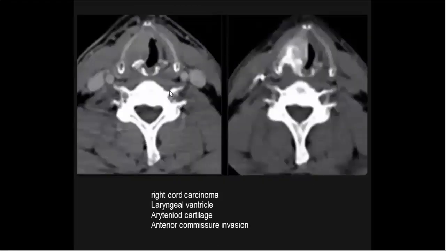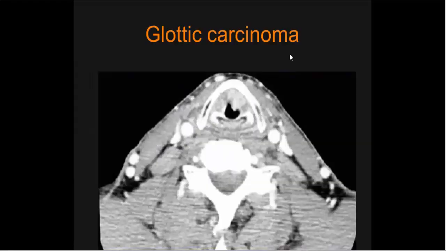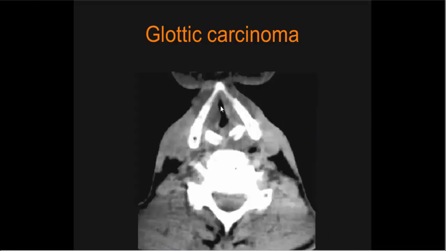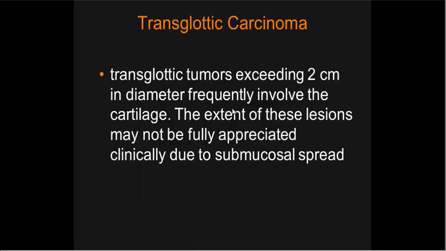This is right cord carcinoma, and this is the laryngeal ventricle, arytenoid cartilage, anterior commissure invasion. It's very important. This is right cord carcinoma involving the arytenoid, anterior commissure, and laryngeal ventricle. This is glottic carcinoma, carcinoma of the true vocal cord. This is transglottic carcinoma.